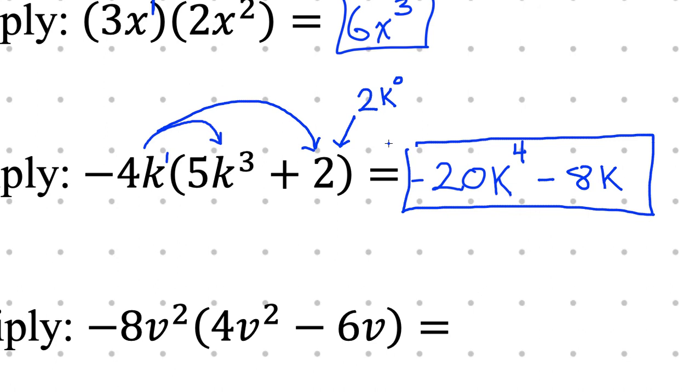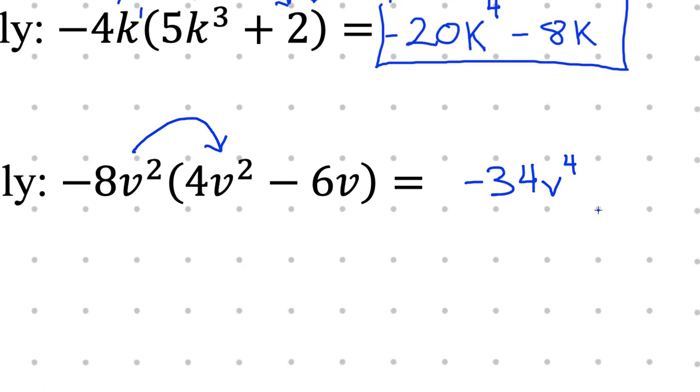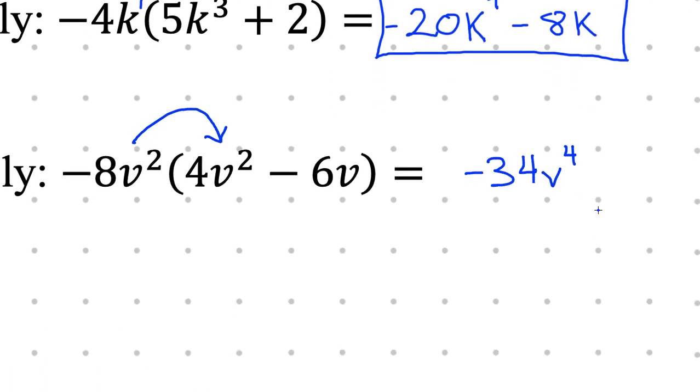Let's try another one. Our final problem. I need 2 volunteers, one to do the first distribution, one to do the second distribution. Jade, you're up first. You distribute negative 8v to the second into 4v to the second. You get negative 34v to the 4th power. There's a tiny mistake. I'll let you see if you can catch it. It's just a multiplication mistake. If you had a multiplication table, you would not make this mistake, in other words. 32, good catch. I love it when students catch their own mistakes. It's much more powerful. So v to the 4.